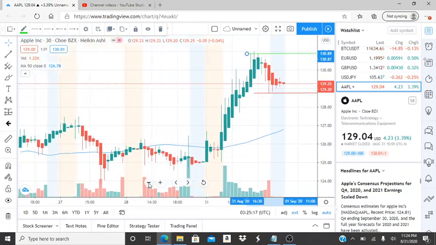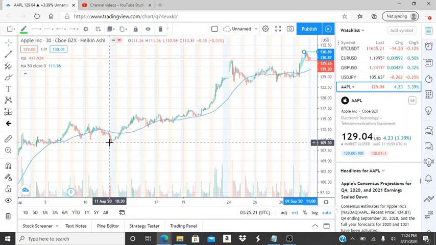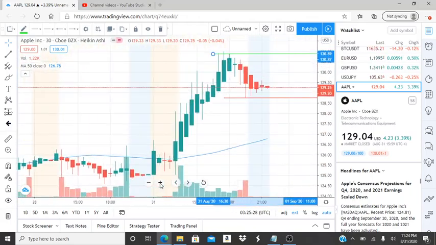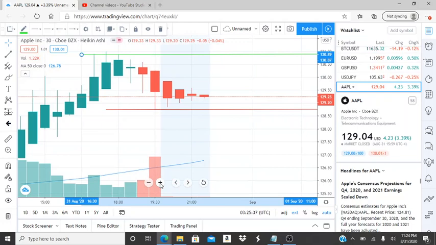As well, 130.89 is the highest point that it's reached after the split, right? Based off of the stock split, this is the highest point. So 131 and 130.89 are some big numbers here that need to be broken through for the bulls to continue their run after closing at 129.25.